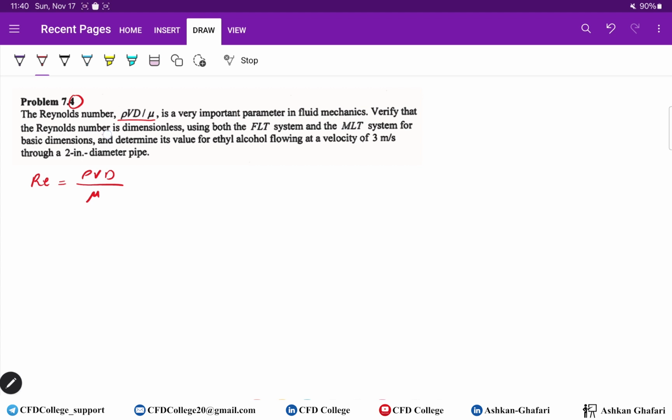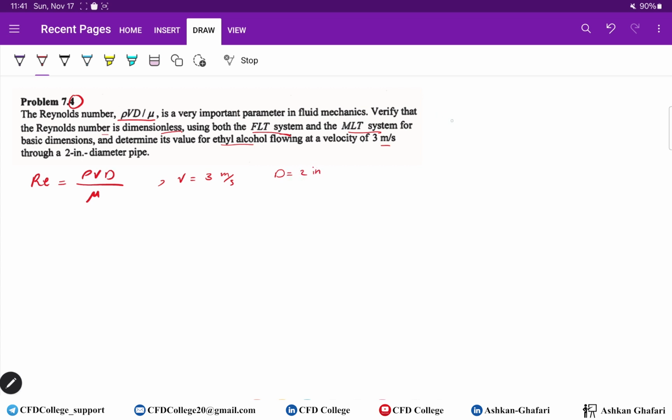Verify that the Reynolds number is dimensionless using both the FLT system and the MLT system for the basic dimensions, and determine its value for ethyl alcohol flowing at a velocity of 3 meters per second through a 2-inch diameter pipe. So D is 2 inches.